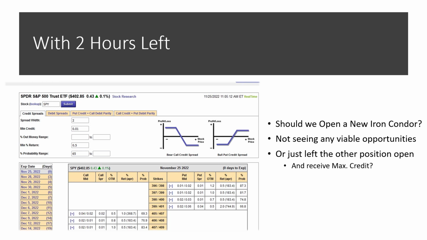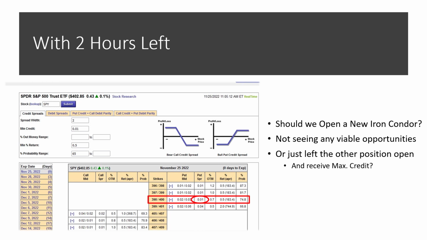Looking at the bear call, for example, with the 406 sold call and the 408 call with at least a 75% probability, is only a 1 cent credit. Looking for around the same 75% probability minimum on the bull put side, selling the 400, SPY is only at 402.85 at this point, and buying the 398, again, was only a 1 cent net credit. That's not worth it.